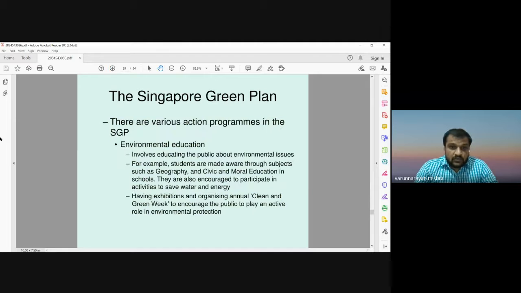So there are various action programs implemented in SGP. The first one is environmental education.